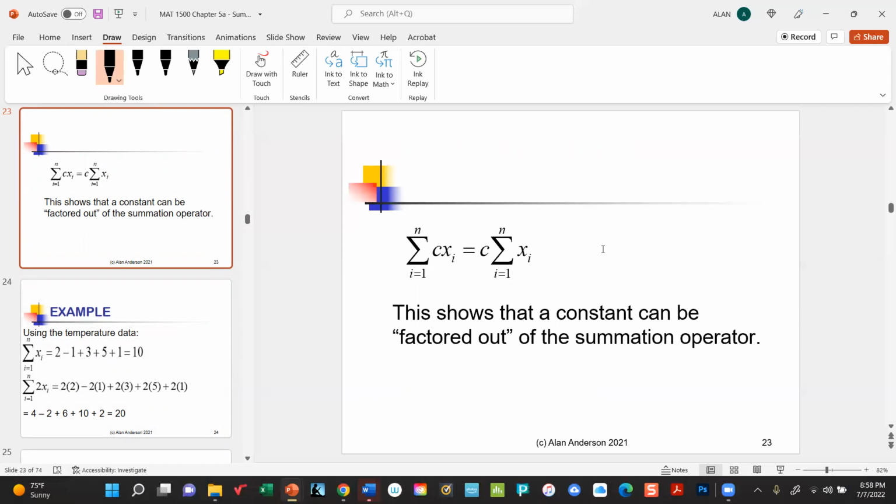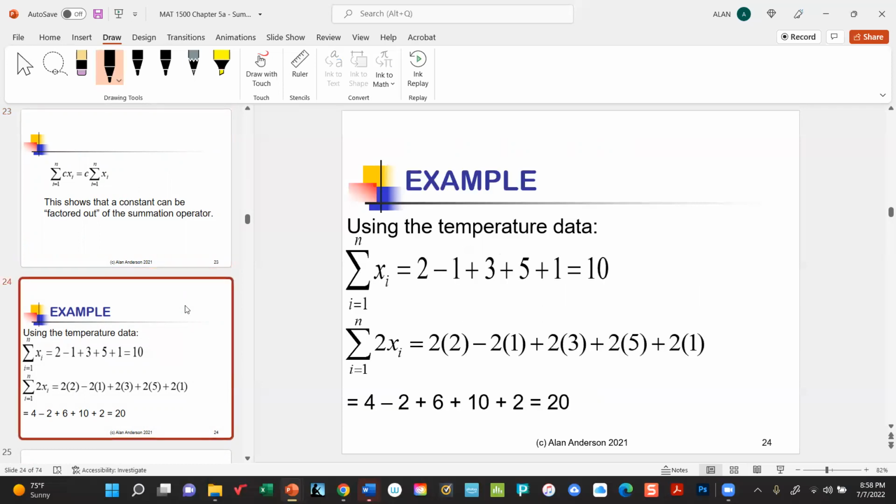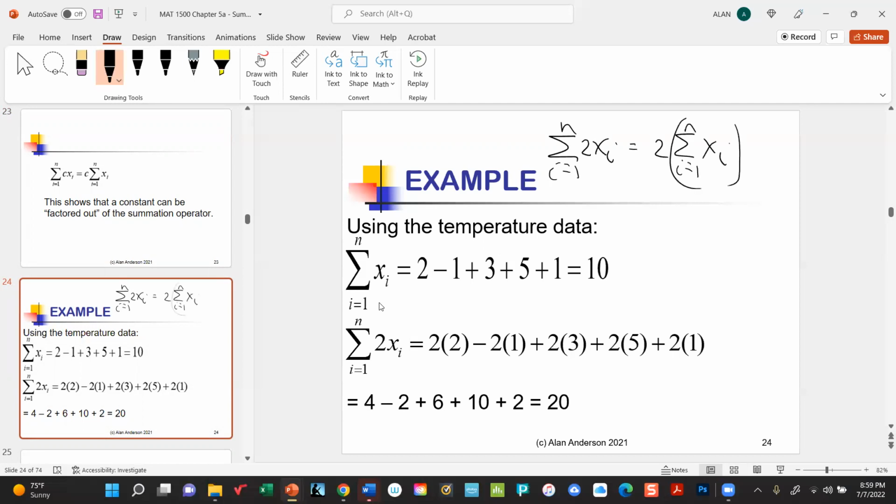Like, for example, here, what if I want to take my temperature data and sum not the actual temperatures, but sum 2 times the temperatures for some reason? Well, what you're doing is you're basically multiplying each one by 2 and then adding them up. But what you're also doing is factoring out the 2, and since we know that that sum is 10, what you can just do is say, oh, then there must be 20. Well, that's kind of cool.